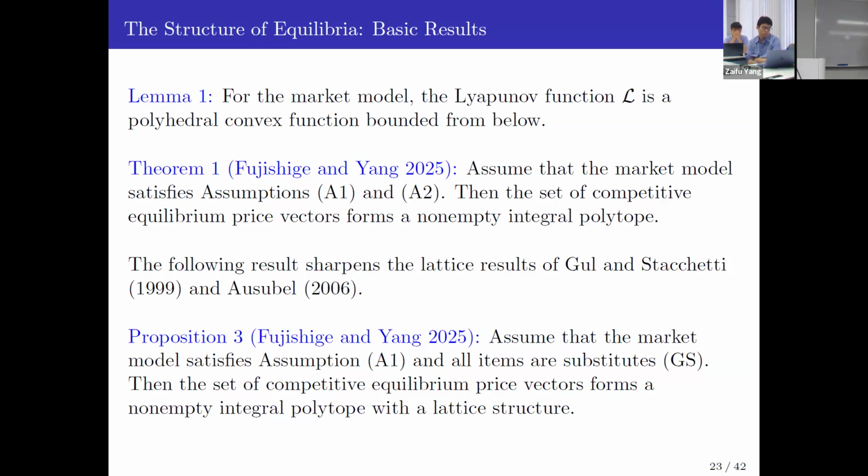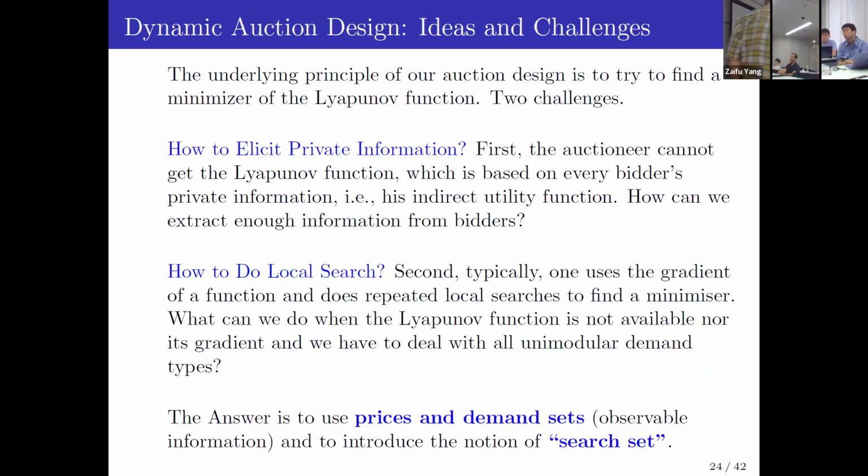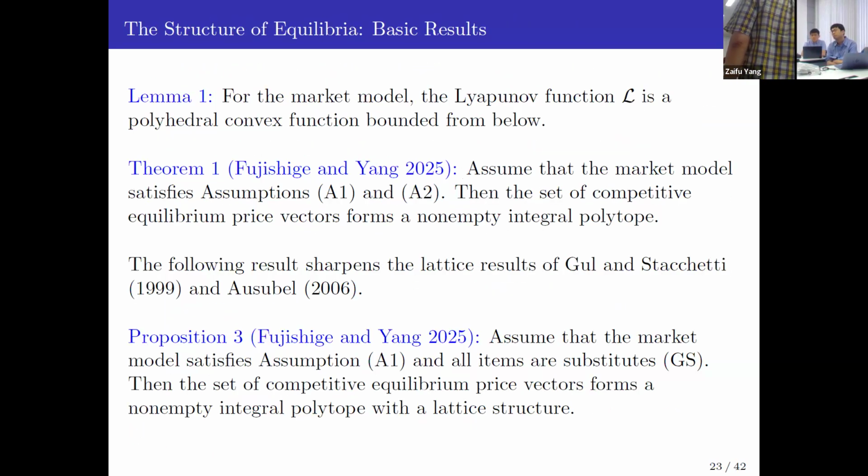Then the following result we can also get is that if the market satisfies both substitutes, then the set of compatible equilibrium price vectors is actually a non-empty integral polytope with a lattice structure, because the lattice might not be polyhedral. So now we come to the dynamic auction design. As you see from this lemma, basically the underlying principle is to try to find a minimizer of the proof function.